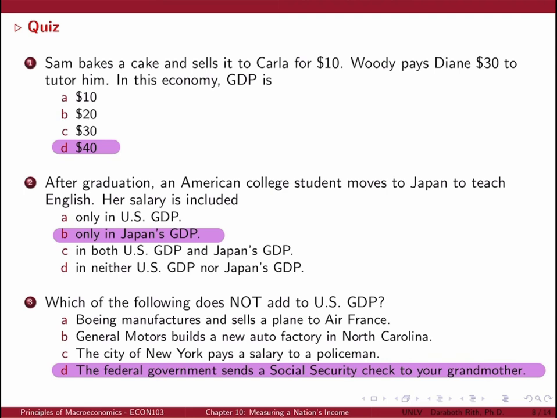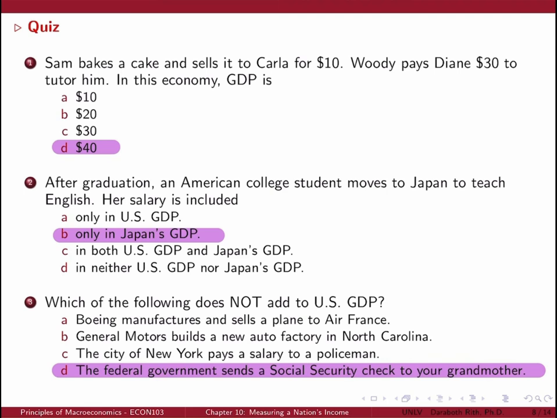Question number 2. After graduation, an American college student moves to Japan to teach English. Her salary is included in... Since this American student earns her salary in Japan, her salary is included in Japan's GDP and US GNP. So the answer is B, only in Japan's GDP.